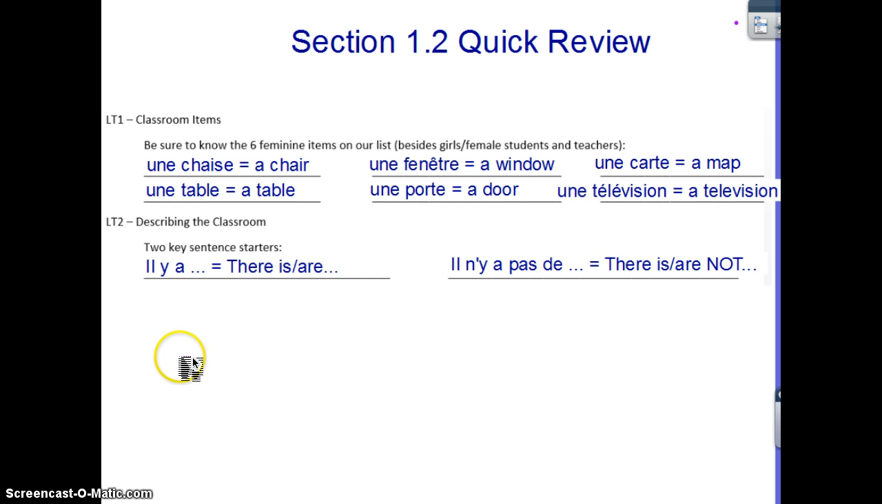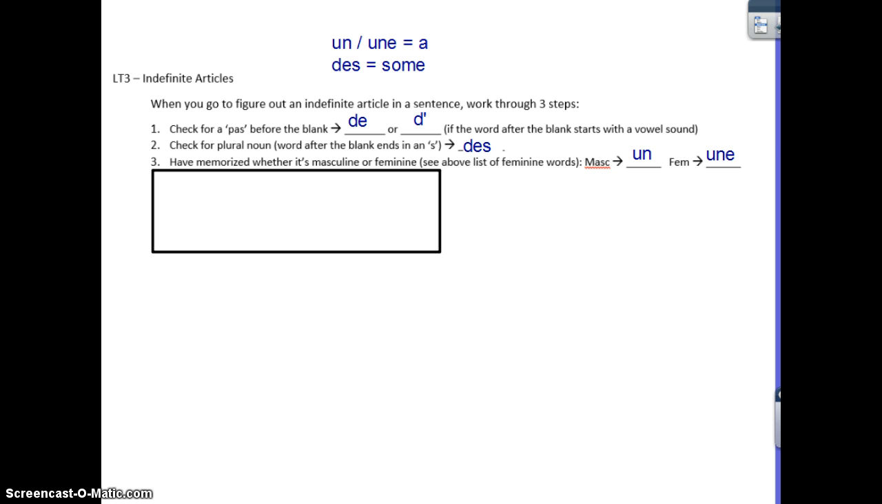So all you have to do is tack on an item after either of these phrases, and you can begin describing the classroom. Things like il y a une chaise, there is a chair, or il n'y a pas de fenêtre, there is not a window. So use these to be able to describe things in a complete sentence, and you'll never go wrong. The next learning target is indefinite articles.